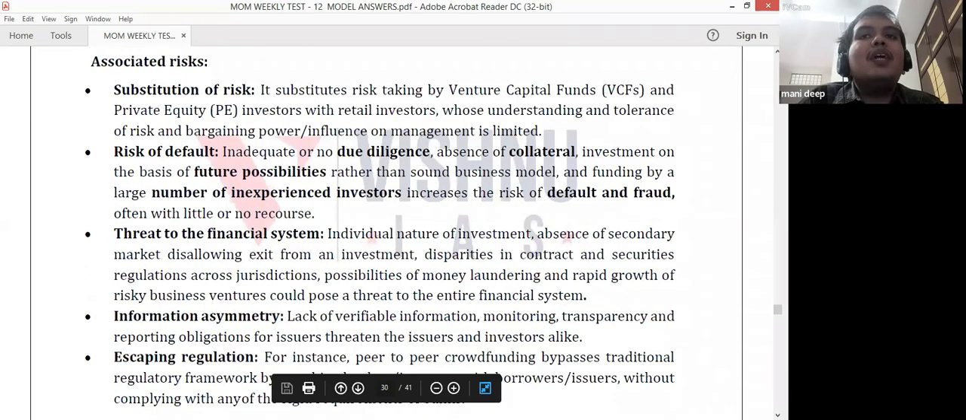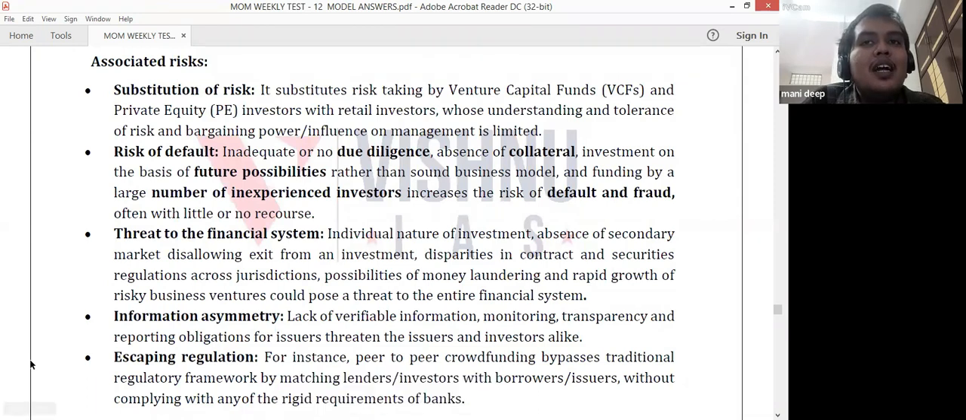But there are huge risks. One such risk is, what if they are not repaying your money? The second risk is regarding the threat to financial systems.